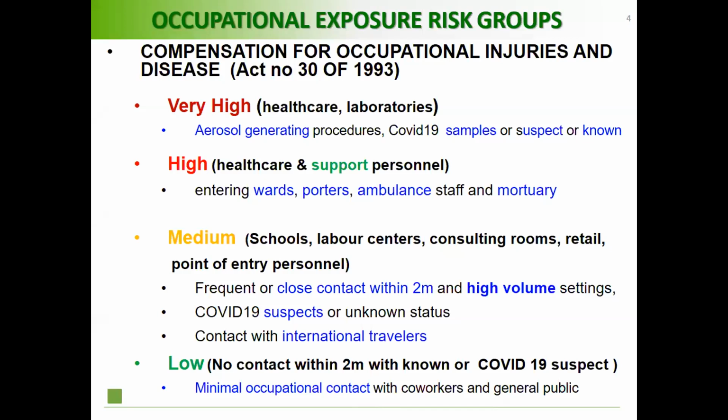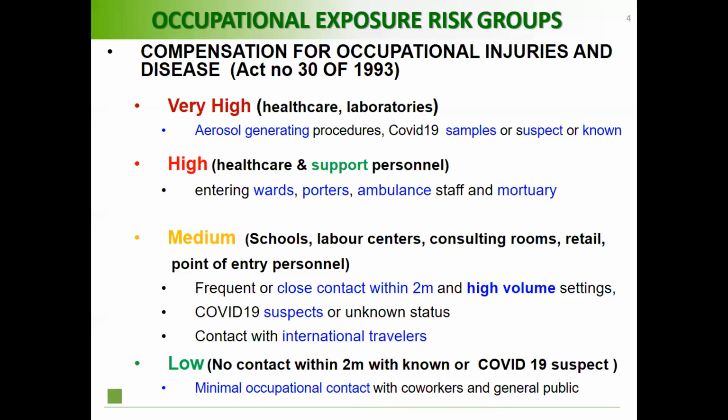So where there's consulting rooms, or even retail, where people go and buy their groceries, because there's too many people that come in those areas. So I'm just making examples of those. There may be other settings which are not included in this, but based on the definition of what is very high, what is high, and what is medium, they will fit in those categories. If you're not sure, you may contact the COIDA and the Compensation Commission to get more clarity.